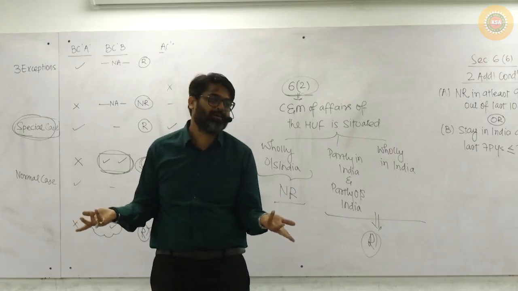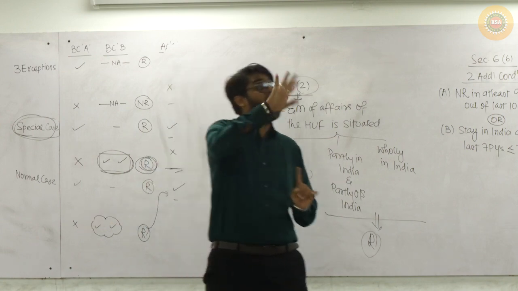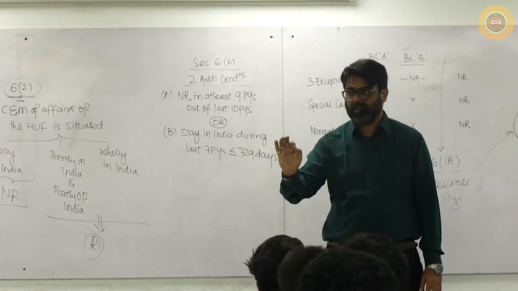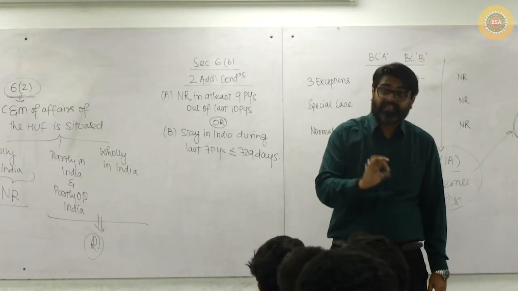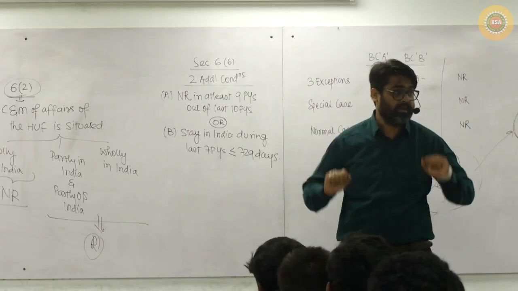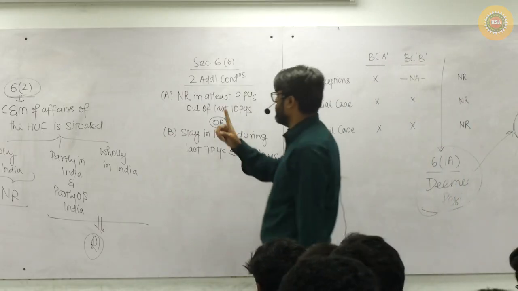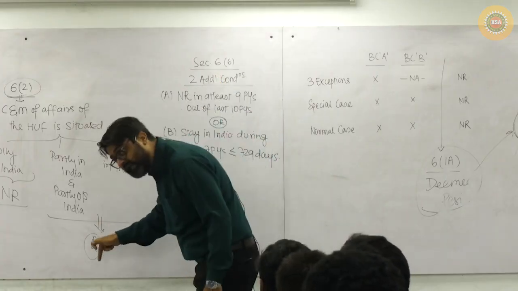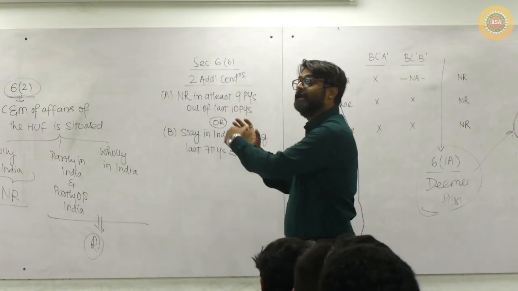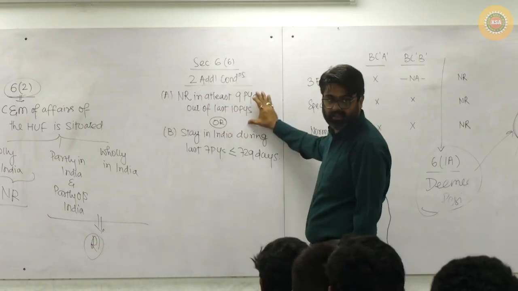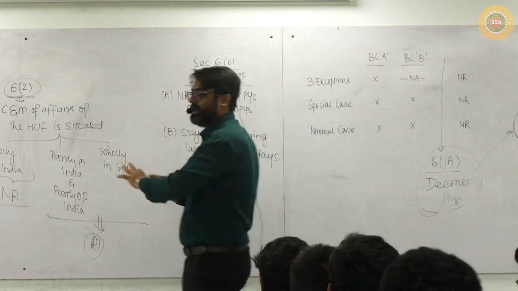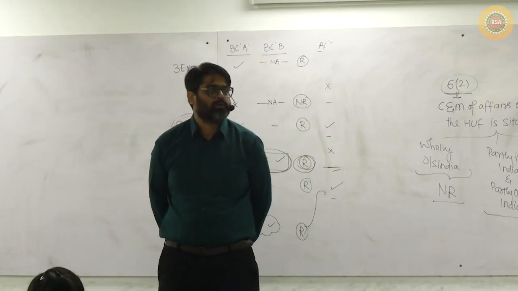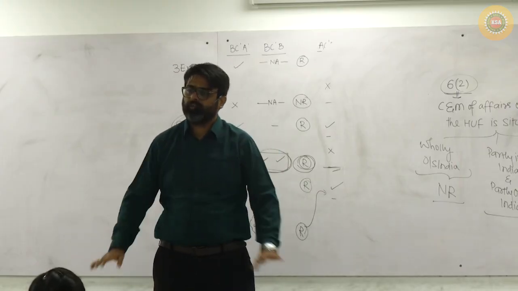Or the stay of the Karta during the last 7 years was not more than 729 days. If any one condition, any additional condition, was fulfilled by the Karta, then this resident HUF, whose Karta has satisfied any one condition, can also be treated as RNOR. Will you remember this? This was the residential status of HUF.